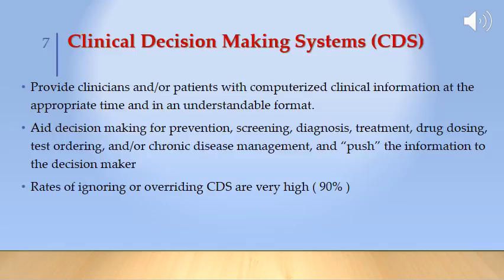Clinical decision-making systems are typically designed to aid decision-making for prevention, screening, diagnosis, treatment, drug dosing, test ordering, and chronic disease management. The authors report how clinical decision-making hasn't enjoyed widespread success. Rates of ignoring or overriding the clinical decision-making systems are very high, with some reports as high as 90%.